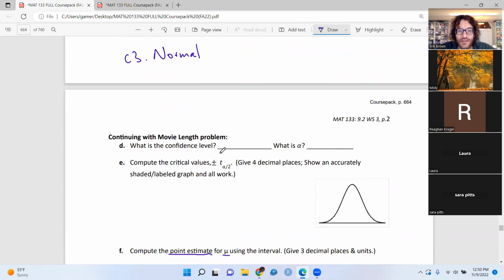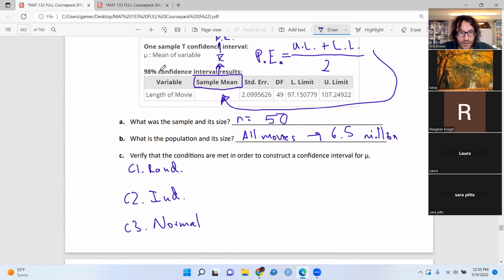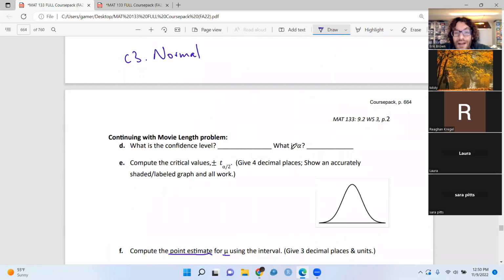Did you find the confidence level? Notice the language here. It's what we talked about on Monday. It says 98% confidence interval. So whenever we put those three things together, the percentage means the confidence level. Did you all find alpha? Here it is.